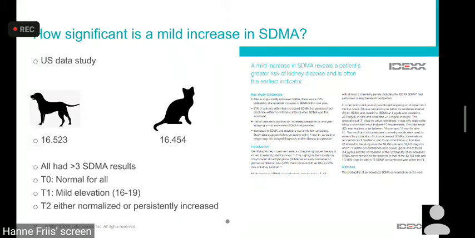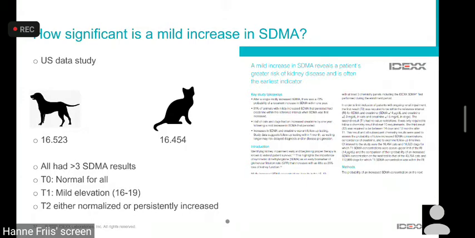dogs and 16,000 cats, where all of these patients had at least 3 or more SDMA results run. And all of them had to have a first one where it was normal, then at the second time point be mildly elevated between 16 and 19, and then at the third time point it could either be normalized or persistently increased. So the question is, of all the ones who go from normal to a mild elevation, how many of those will just go back to normal? Was it just whatever? And how many of them actually indicate a persistent increase?